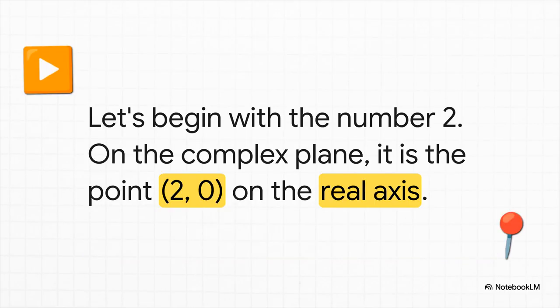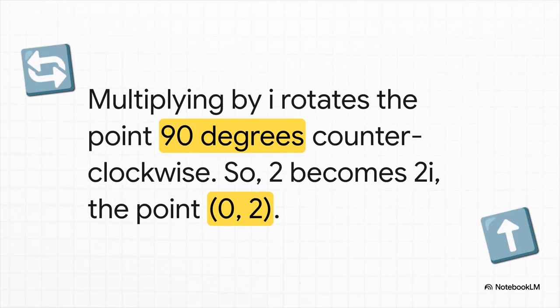Okay, let's actually see this happen. We'll start with something super simple, the number 2. Now, on our complex plane, that's just the point 2, 0, sitting right there on the real axis. Now watch this. Let's multiply our number 2 by i. What do we get? We get 2i. And where's that on the graph? It's the point 0, 2. So what just happened? Our point just rotated a perfect 90 degrees counterclockwise.